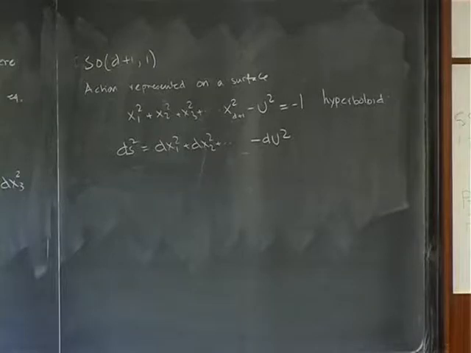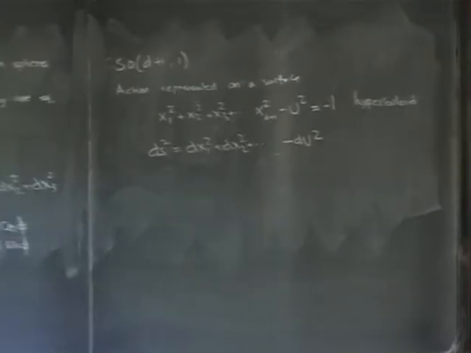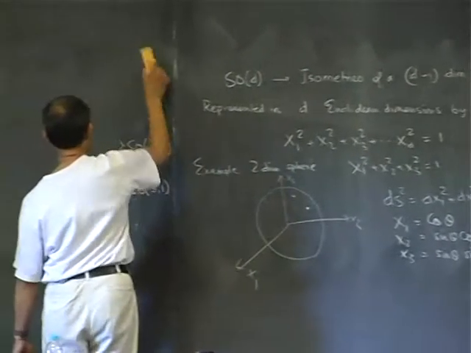And what I have just described for you has a name. It's called anti-de Sitter space, Euclidean anti-de Sitter space.